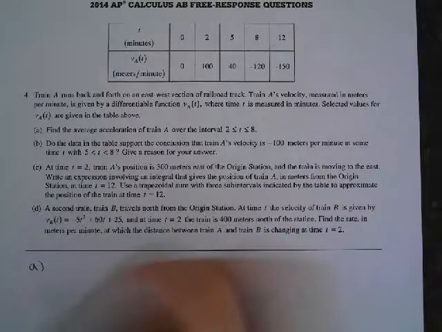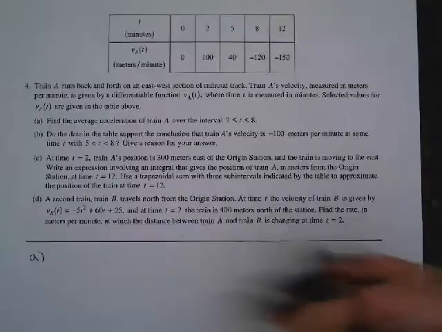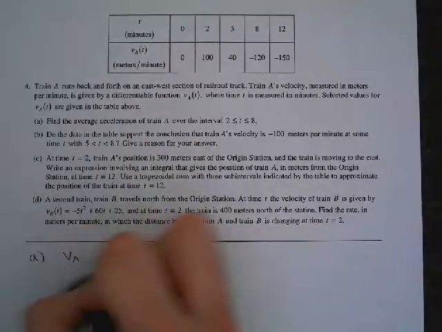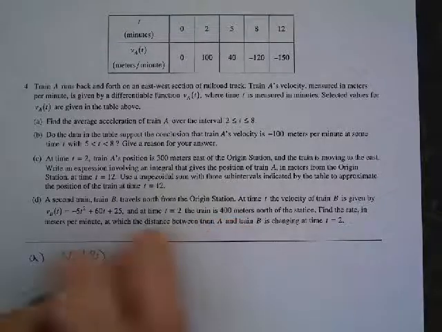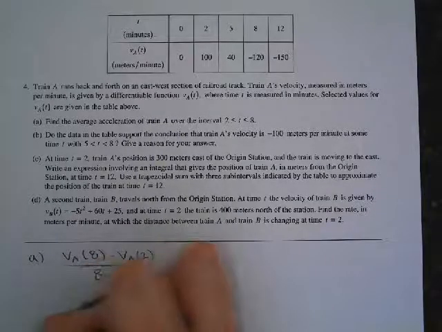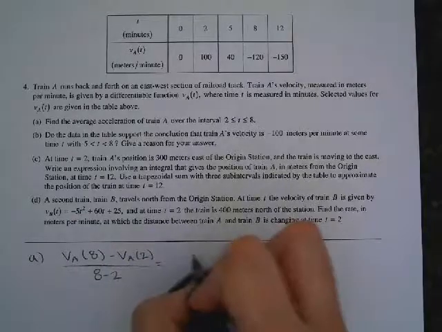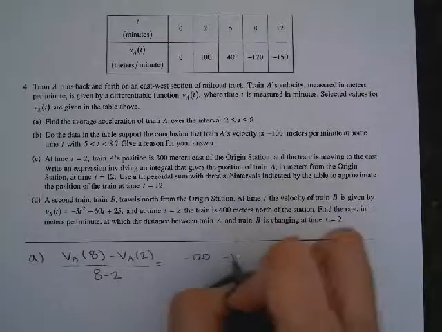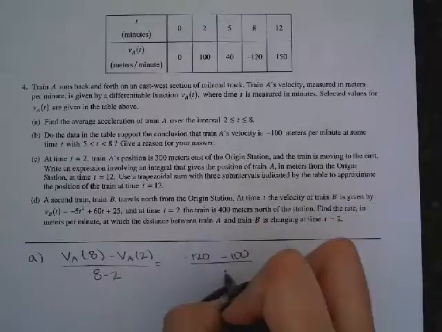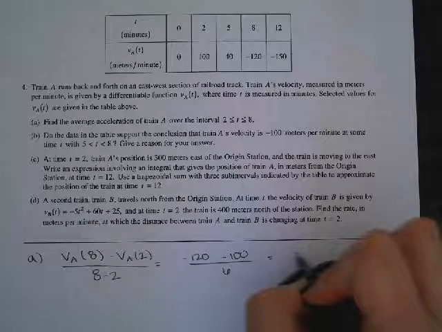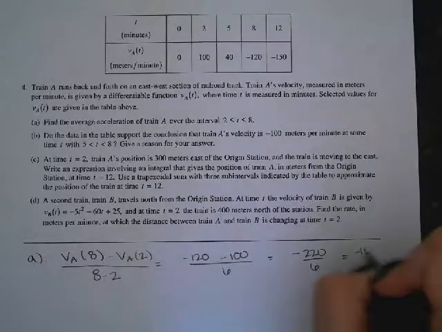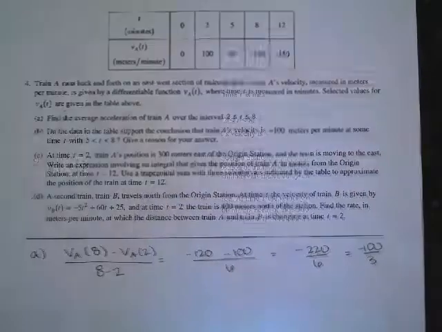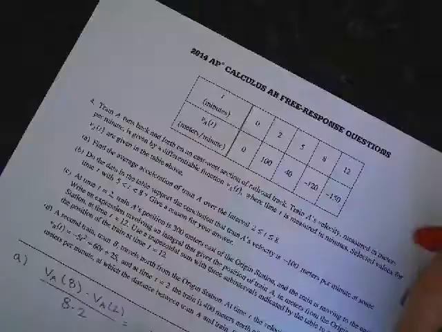So they want the slope from 2 to 8. So I'm going to say velocity of 8 minus velocity of 2 over 8 minus 2. So that's negative 120 minus 100 over 6. Negative 220 over 6 is negative 110 over 3.